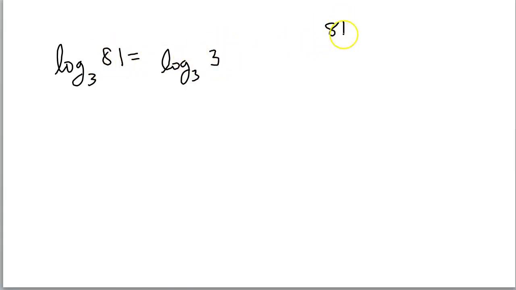So let's see. How about log base 3 of 81? Okay, to make use of the cancellation law, you have to turn 81 into 3 to some power. 3 to what power is 81? Well, 81 is 3 times 3 times 3 times 3, right? Because 3 times 3 is 9, 9 times 9 is 81. So how many 3's did you multiply? 4 times, which means log base 3 cancels with this 3, so that's equal to 4.